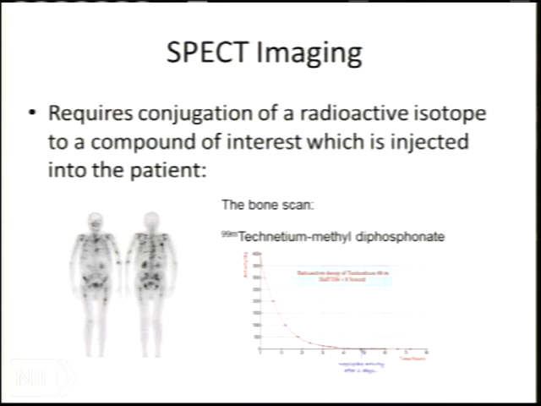So what needs to happen is you have a radioactive isotope, and that's attached to a compound which targets cancer in some way. Now, one of the simplest examples is the bone scan, which uses technetium-99m. That's a radioactive isotope derived from molybdenum. And that's attached to methyl diphosphonate, which binds to hydroxyapatite in bones. So wherever there's a lot of bone turnover, as in a bone metastasis, this agent will take up.